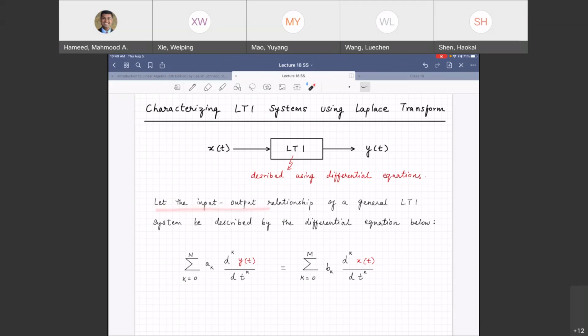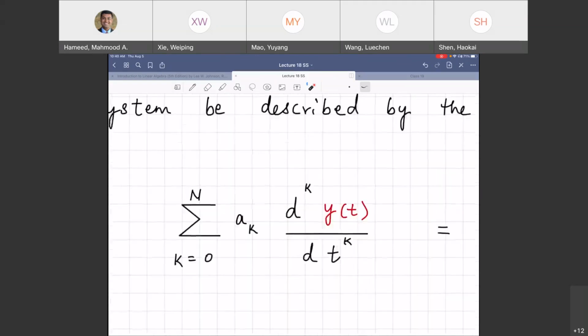Let's say you have an input-output relationship of a general LTI system, general, right? Any LTI system will fit this. And we are going to describe that using the differential equation that looks like this. So let's try to take a look at what that is. On the left over here, you have multiple derivatives of the output y, right? So in our differential equation earlier, we just differentiated y once, but you could have second, third, fourth, multiple derivatives of y, and each derivative of y could have a scalar associated with it, right?